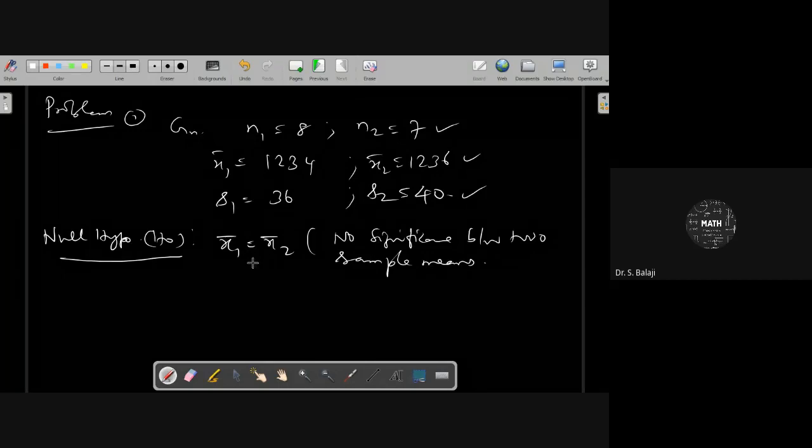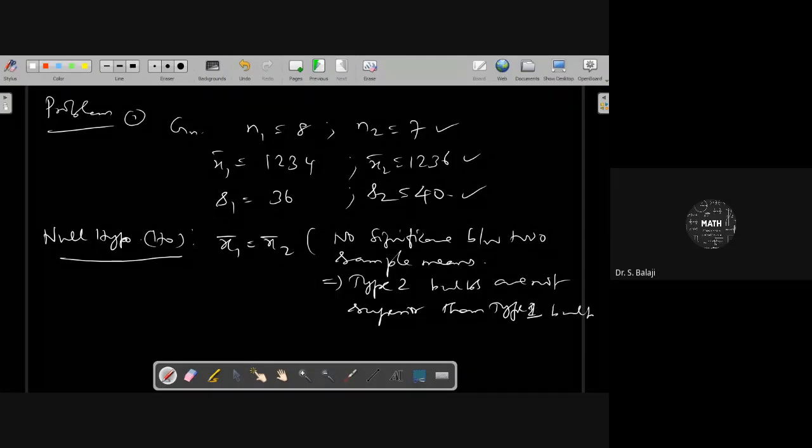What about the question they are asking here, whether type 2 bulbs are superior to type 1 bulbs? But based on the null hypothesis, they are the same. Therefore, type 2 bulbs are not superior to type 1 bulbs. That will be the implicit meaning with the help of the null hypothesis.